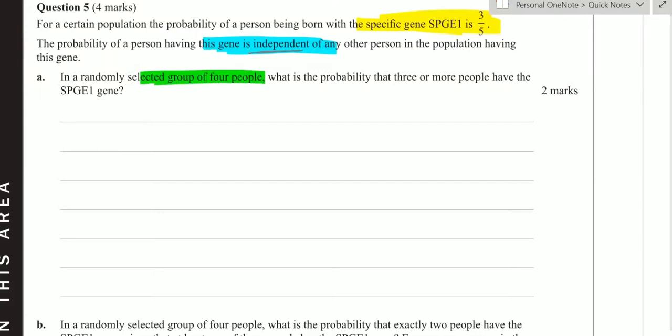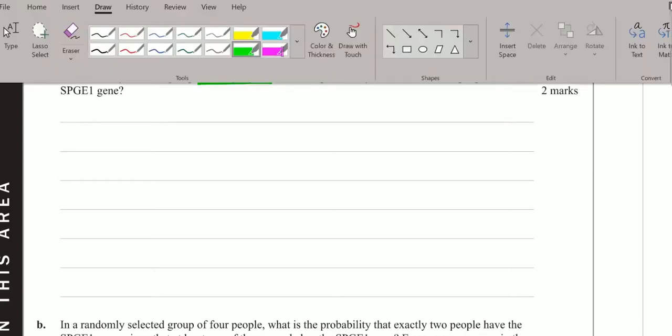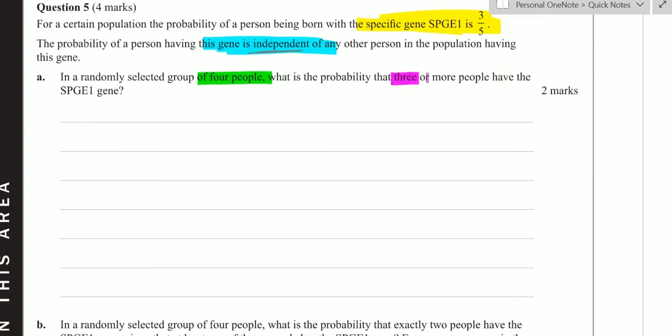So the question says, in a group of 4 people, what's the probability that 3 or more people have the gene?